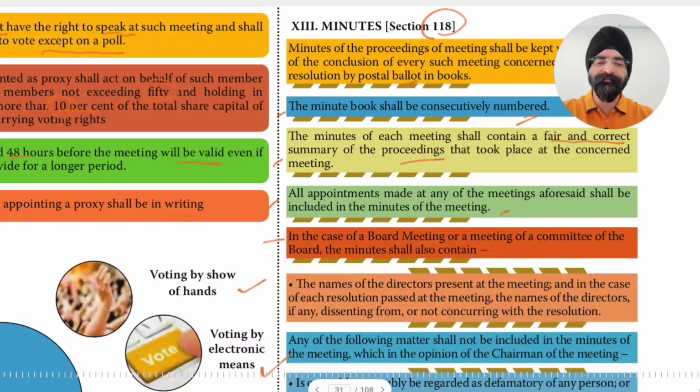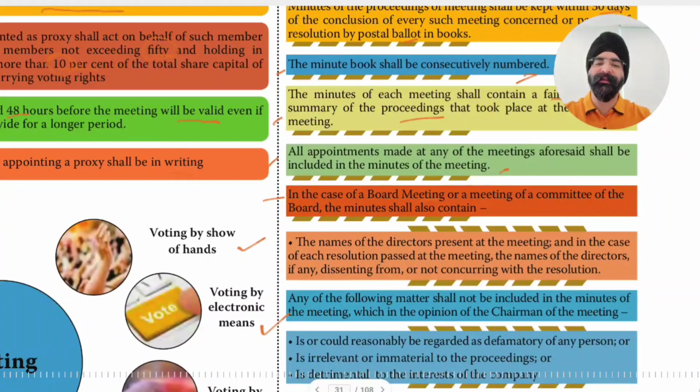In the case of a board meeting or meeting of a committee of the board, the minutes shall also contain the names of directors present at the meeting, and in case of each resolution passed at the meeting, the names of the directors, if any, dissenting from or not concurring with the resolution. So first is who all members attended the meeting. Then, whether the resolution was passed unanimously or if a director has dissented, the name will show up. That should be clearly mentioned.